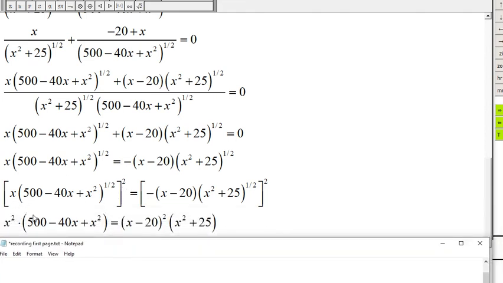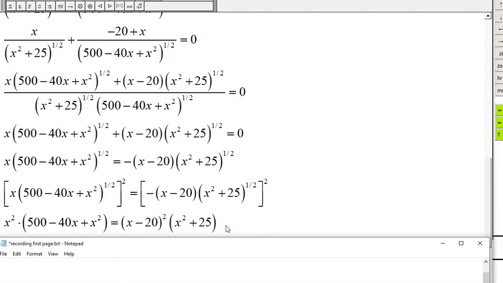X squared is just going to be x, and then this expression squared, we multiply the two exponents together. 1/2 times 2 is just 1. So the exponent right here is 1. This expression right here, the negative x minus 20, when we square it, the negative becomes positive, and then we get x minus 20 squared. And then for this expression squared, 1/2 times 2 is 1, so the exponent right here is 1.